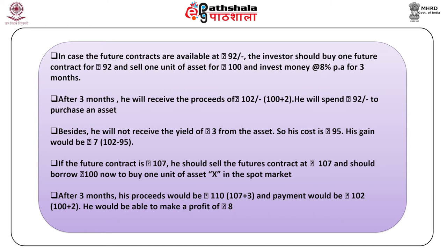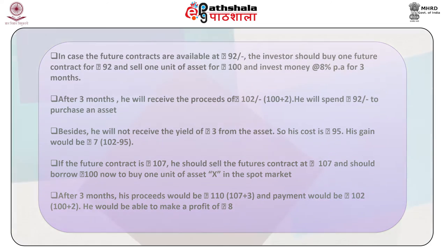If the future contract is rupees 107, he should sell the futures contract at rupees 107 and should borrow rupees 100 now to buy one unit of asset X in the spot market. After 3 months, his proceeds would be rupees 110, that is rupees 107 plus 3, and payment would be rupees 102, which is equal to 100 plus 2. He would be able to make a profit of rupees 8.